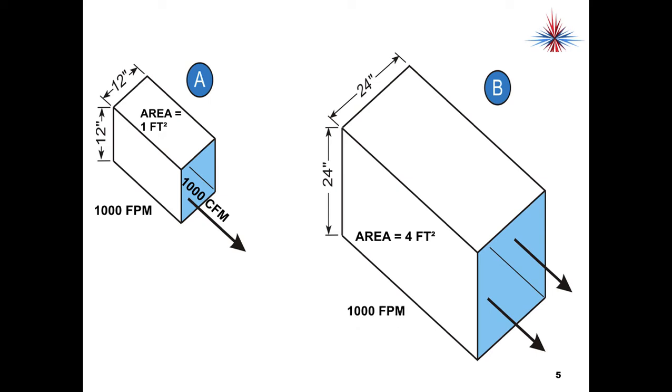Okay. Still have my 1,000 feet per minute of air. Think about this. What is going to be my cubic feet of air coming out of here? Okay? If in slide A, my airflow was 1 times 1,000 is 1,000 CFM, I now have 4 times 1,000, and you should come up with 4,000 CFM. Okay? Sort of makes sense.